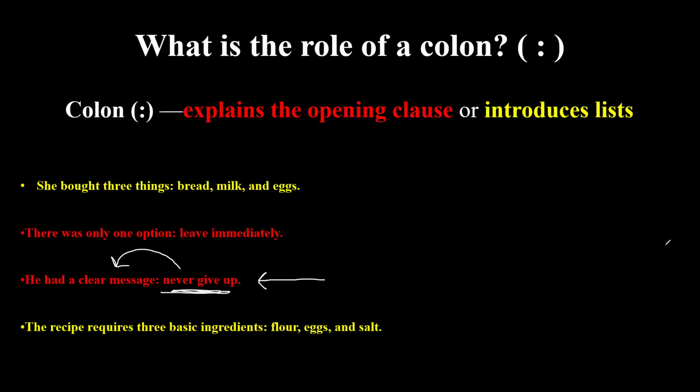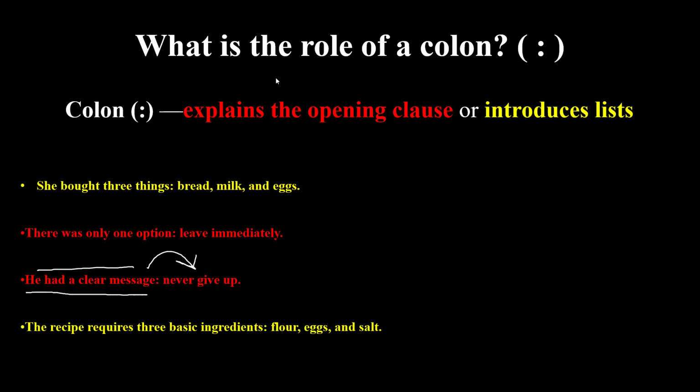All right, no problem, Kiva. Let me ask someone else. Scarlett, what does the second part do to the first part here? He had a clear message: never give up. So what the colon is there for is because never give up, I mean colon, sorry. Never give up was the clear message, and the clear message was never give up. Exactly. Perfect. It starts off by saying he had a clear message, and then it explains it. It gives more information about the opening clause. So here's the first part, and then we explain it a bit.